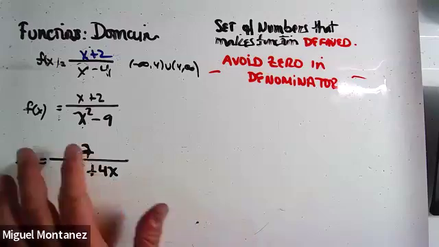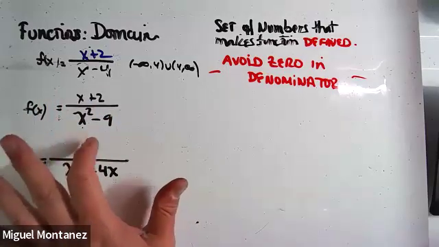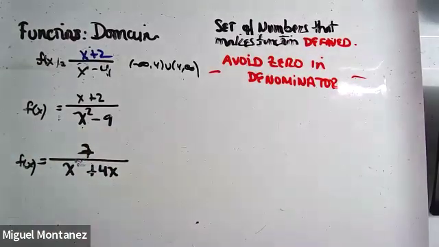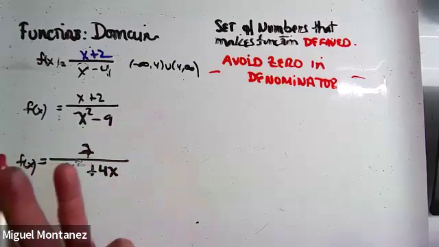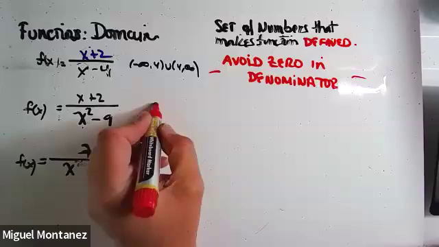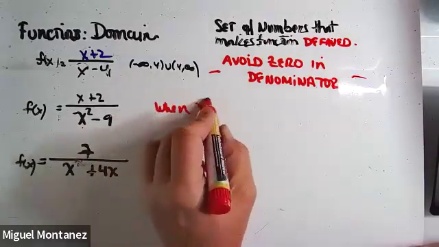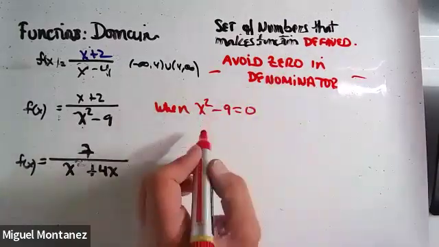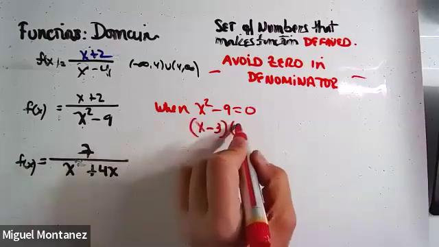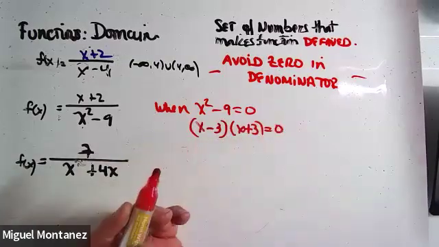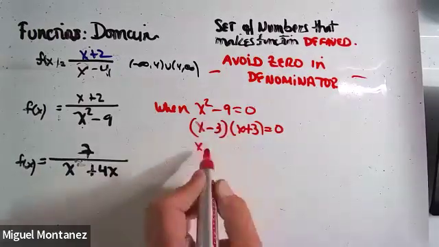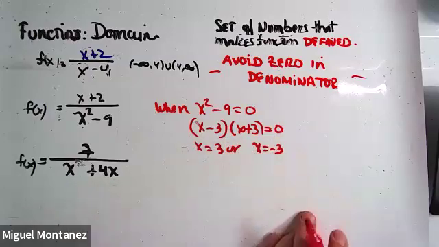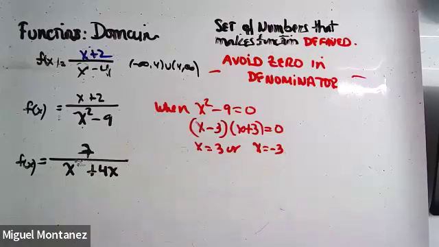So let's look at this other example, x plus 2 over x squared minus 9. So now we know that we have to avoid 0 in the denominator. So why don't we explore making the denominator 0 to find the bad numbers? So when x squared minus 9 equals 0, I can factor instead of using the square root method. x minus 3 times x plus 3 equals 0, difference of squares. So x minus 3 equals 0, x equals 3, or x plus 3 equals 0, x equals negative 3. So these two numbers make my denominator 0.